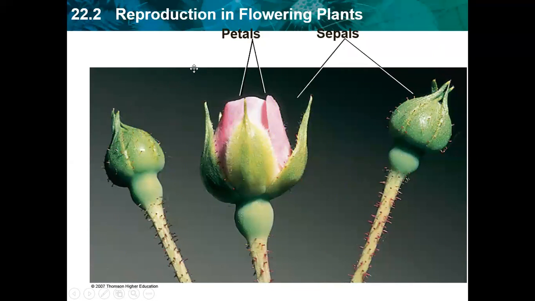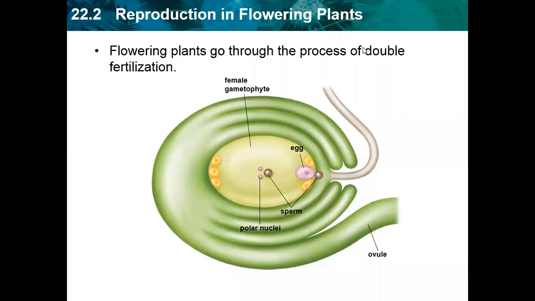Now in reproduction, as I was saying, double fertilization takes place in flowers. What I mean by double fertilization is that one of the sperms will fertilize the egg. It fuses with the egg and fertilizes the egg, which will later develop into the embryo. And the other sperm unites with the polar nuclei. Here is the polar nuclei. And the reason it does that is to form an endosperm.